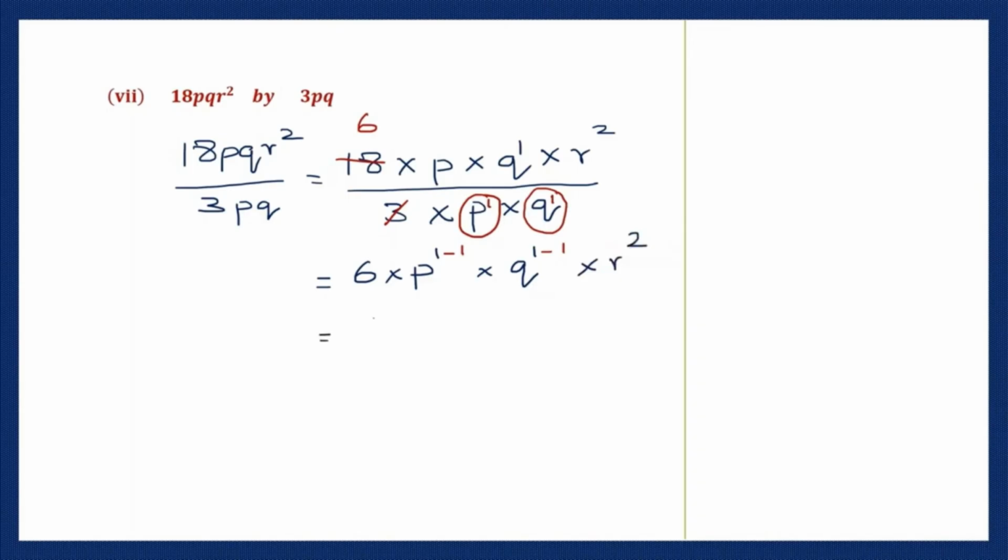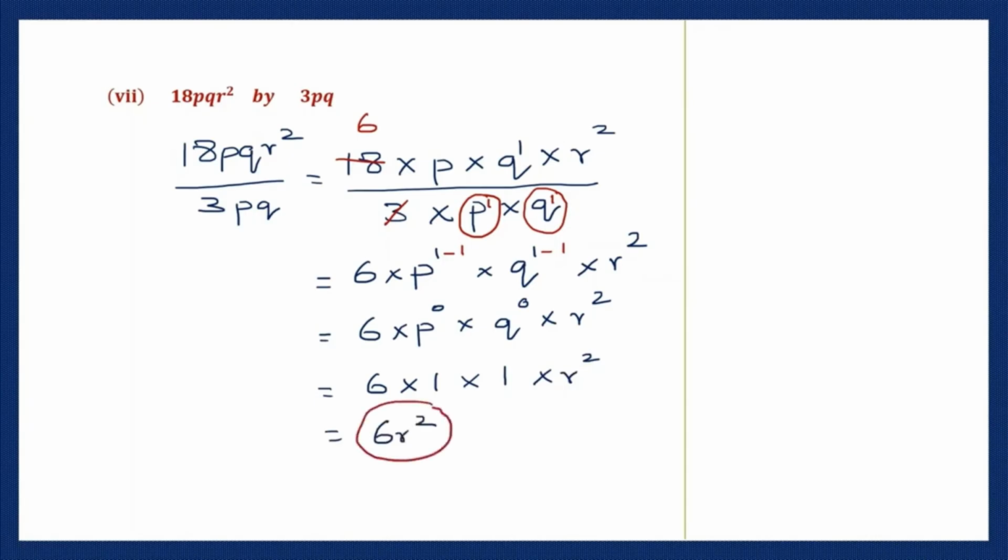So this is 6 into p to the power of 0 into q to the power of 0 into r square. So this is 6 into 1. Anything raised to the power of 0 is 1. Into 1 into r square. So 6 ones are 6, 6 ones are 6, so 6r square. So this is my final answer, 6r square.